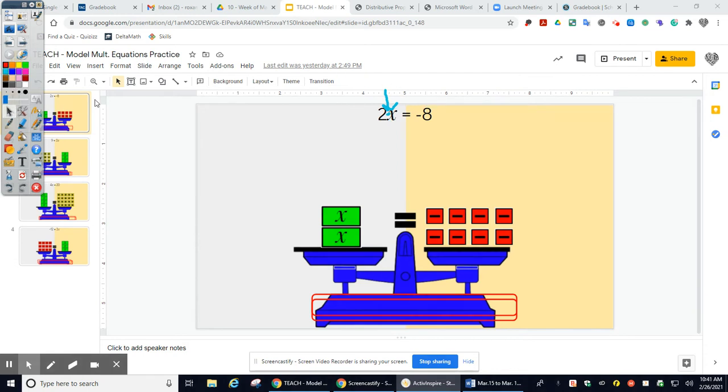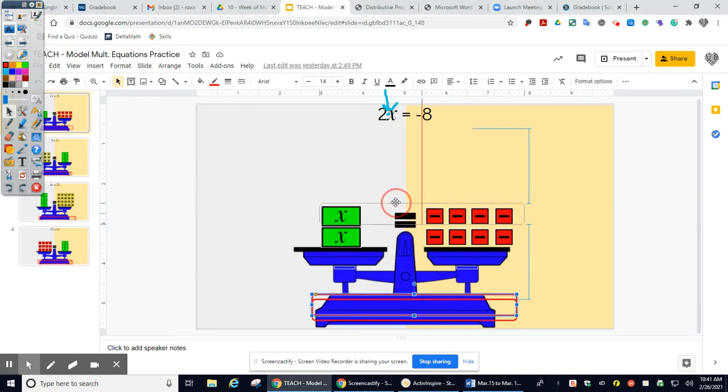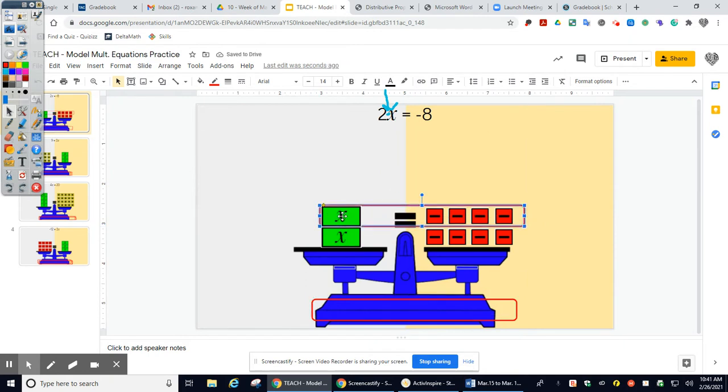Okay, so remember the opposite of multiplication is division. So what we really want to do is divide our 2x's and our -8's into 2 equal groups, because we're really dividing by 2. Here, I'm going to take 1x, because that's dividing the 2x's. 2 divided by 2 gives us 1x, and then -8 divided by 2 gives us -4.